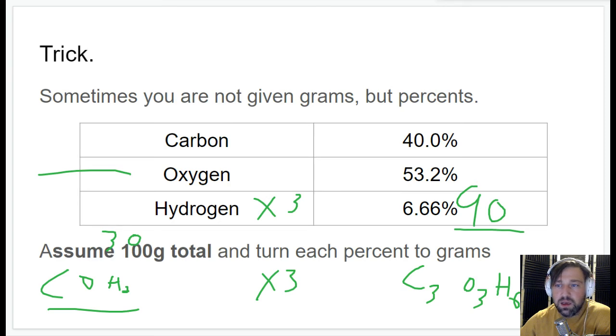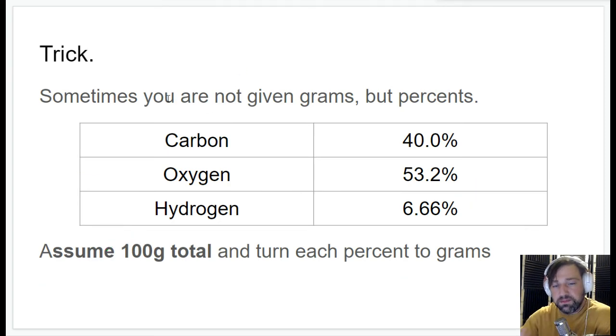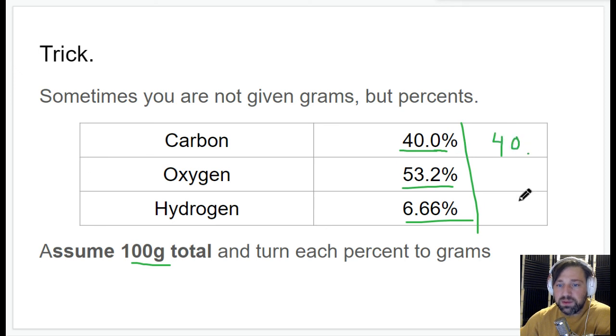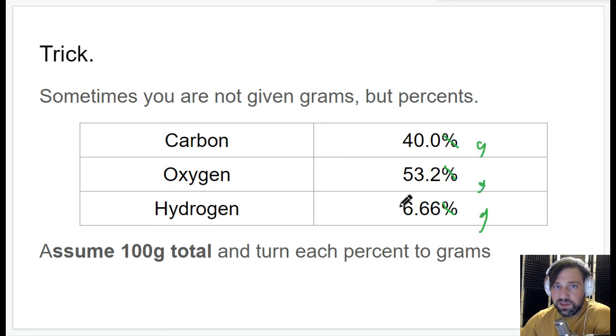One last quick thing: before, I gave you something like 5 grams of a thing, but you don't even need the grams. You just need the percentages. If you get the percentages, you're good, because if you assume 100 grams, what's 40% of 100? 40 grams. What's 53.2% of 100? 53.2 grams. 6.66% of 100 is 6.66 grams. So you can just remove the percentages and write grams, and you've got the conversion done.